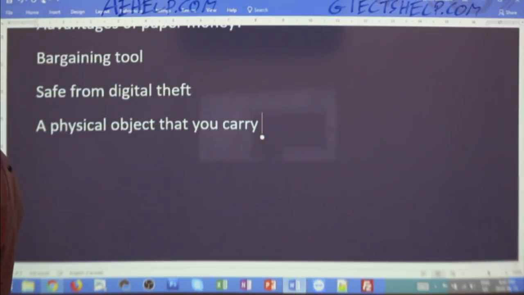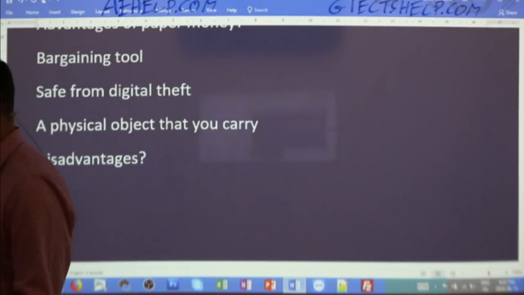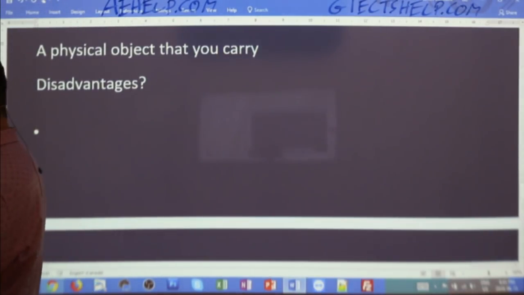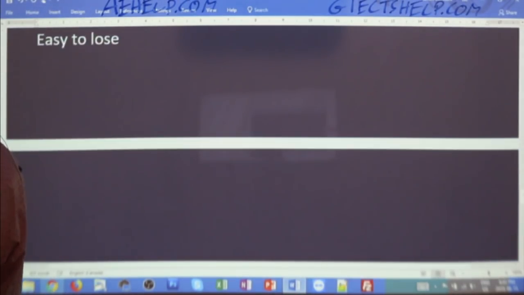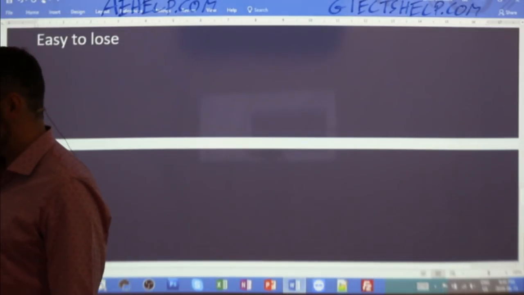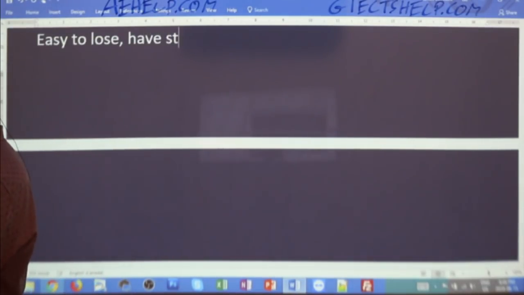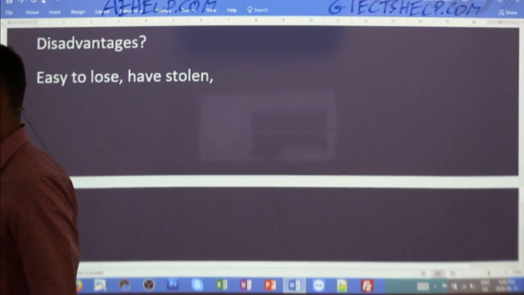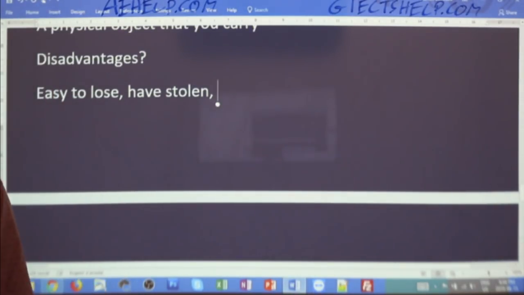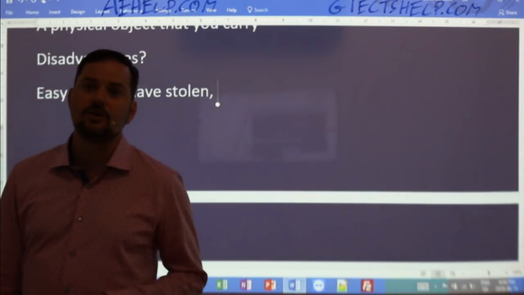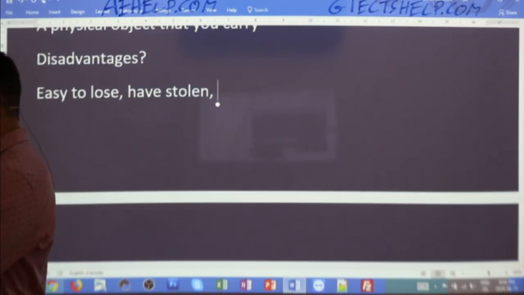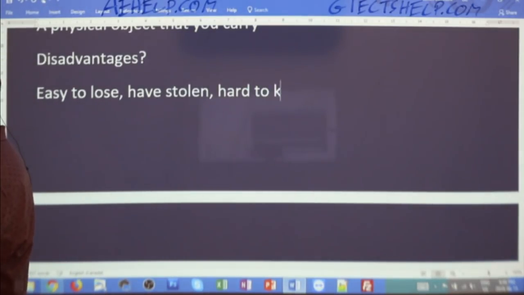Okay, what are the disadvantages of paper money? Let's give one that I'm sure everybody's thinking about. Easy to lose, right? What else? Easy to lose or have stolen, yeah, sure. Any other disadvantages of paper money? Okay, difficult to keep large amounts of cash on you. That's a very good one, Naitik. Absolutely. Hard to keep, or unsafe as well, to keep lots of cash on a person.